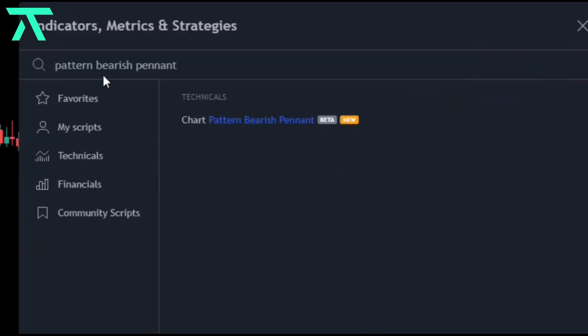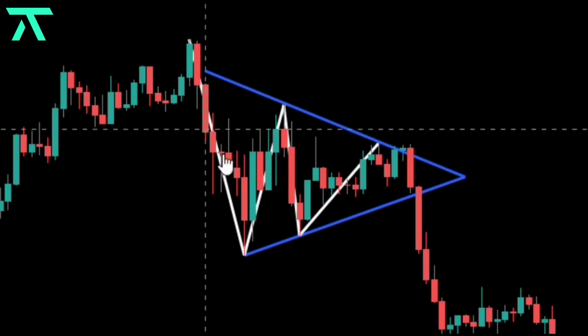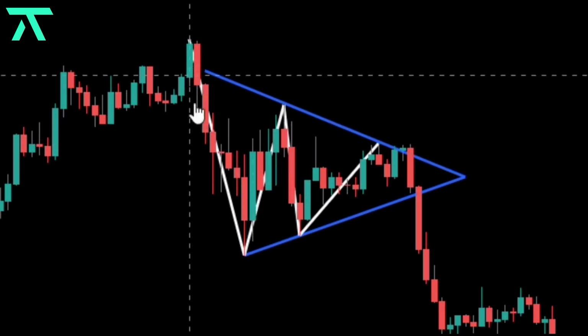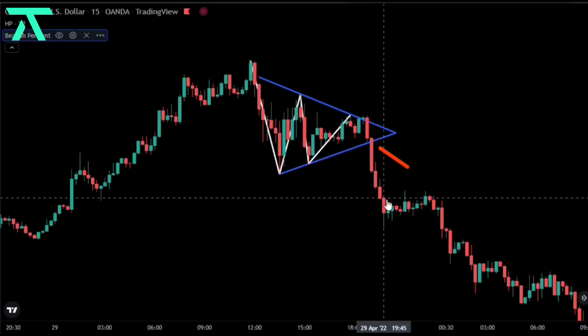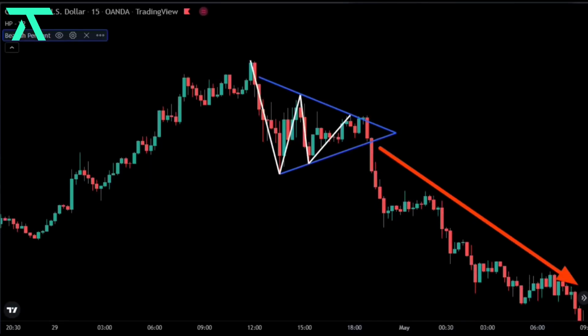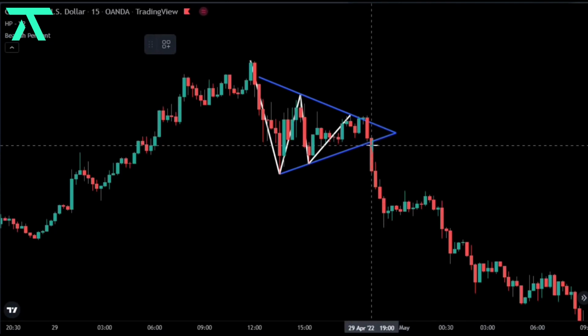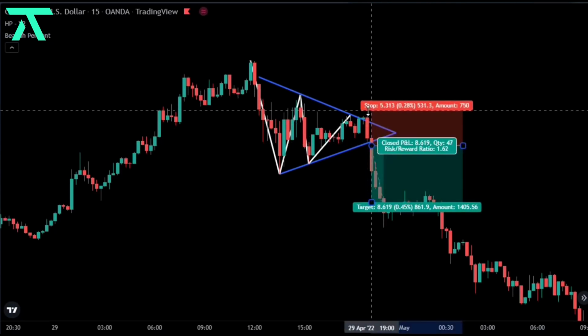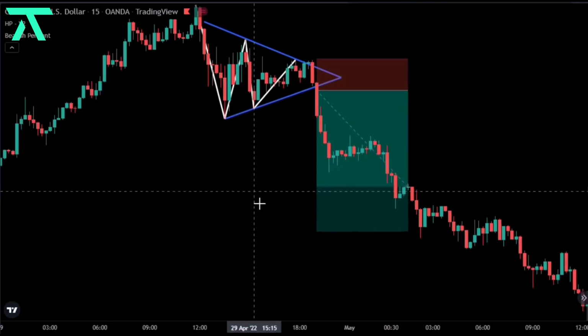Search pattern bearish pennant. Add this indicator to your chart. Well, I change the orange color to white. When the candlesticks hit the floor and ceiling of this pattern and finally the candlestick from the floor of this triangle breaks down, we enter the sell short position. I will open a sell position right after breaking the flag pattern floor. As I said before, a sharp drop occurs when the price breaks from the bearish pennant floor.